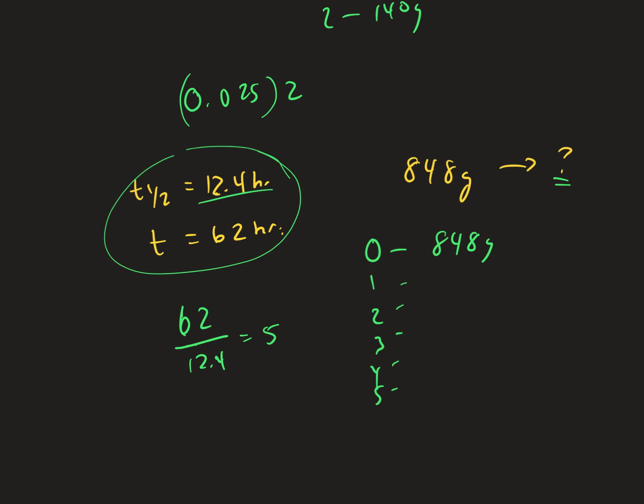848 divided by 2 is 424. Divided by 2 again is 212. Divided by 2 again is 106. Divided by 2 again is 53. Divided by 2 again is 26.5. You following?